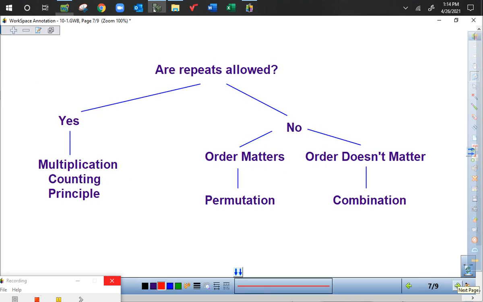Problems 14 through 21 are all mixed problems. Here's the process: you decide if repeats are allowed. If yes, you fill in the blanks, and the numbers repeat themselves. If no, and order matters, you're using a permutation, which you can do in your calculator in nPr. If order doesn't matter because it's just a group, then you're using a combination and using nCr in your calculator. So what I want you to do is pause the video and try 14 through 21, and I'll go through the answers when you come back.